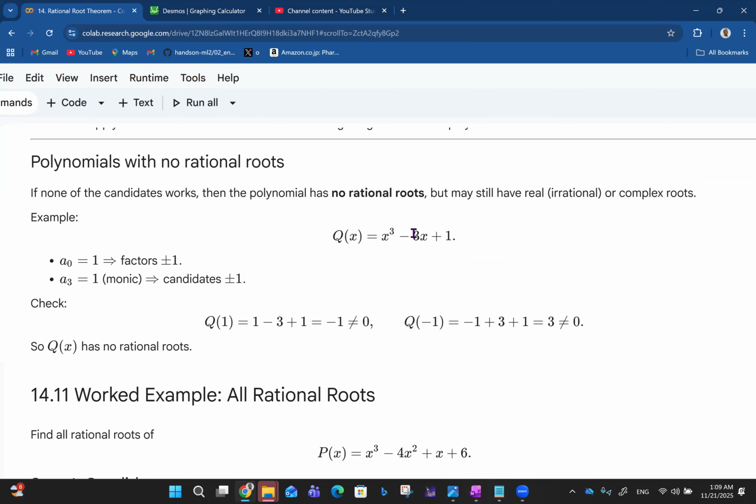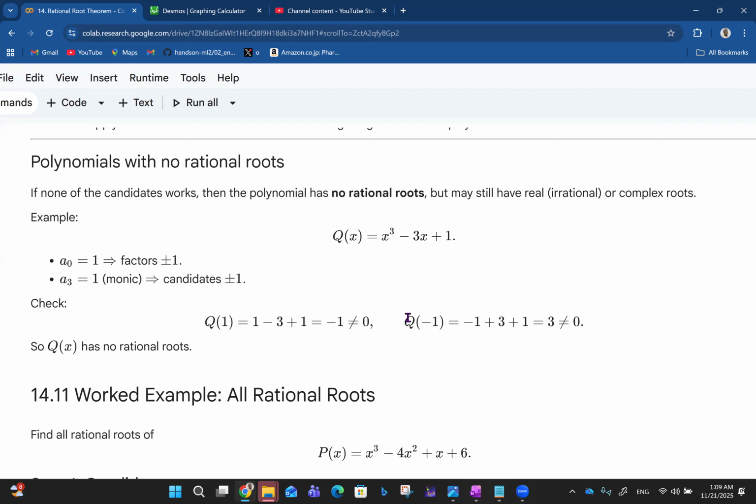Example, if you have q of x equals x cubed minus 3x plus 1, a naught is 1, the factors are plus or minus 1. A3 is also 1, the coefficient of x cubed. So it is monic, and the candidates are plus or minus 1. If you put 1 here, you have 1 cubed minus 3 times 1 plus 1. That gives you minus 1, which is not 0. So that means that x minus 1 is not a factor.